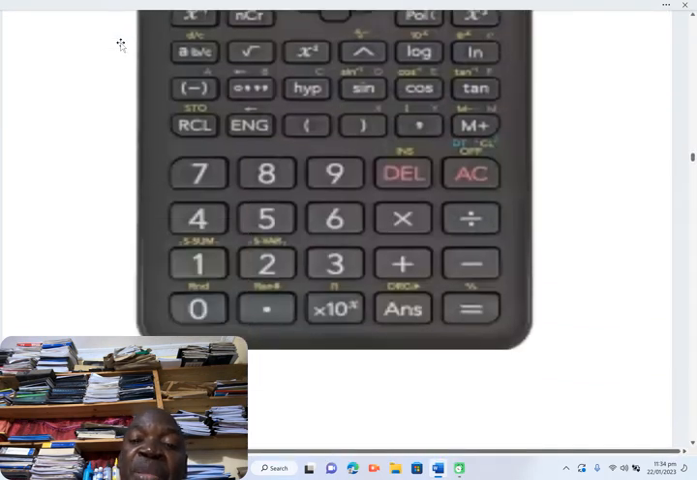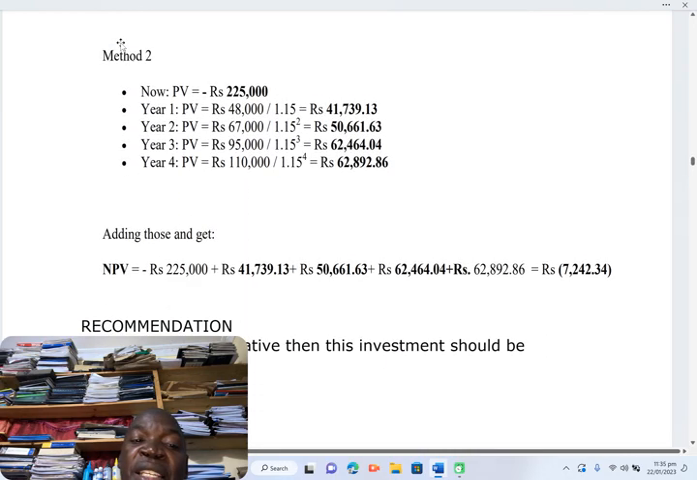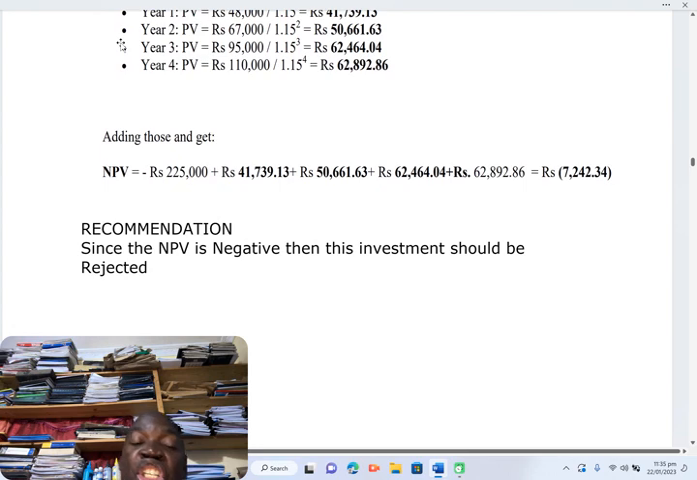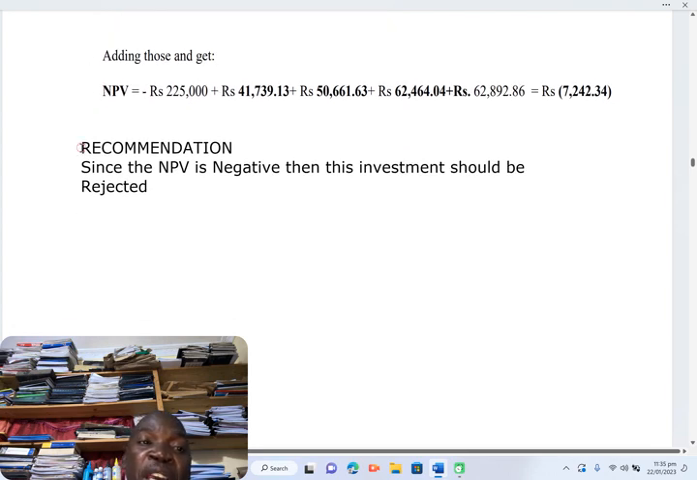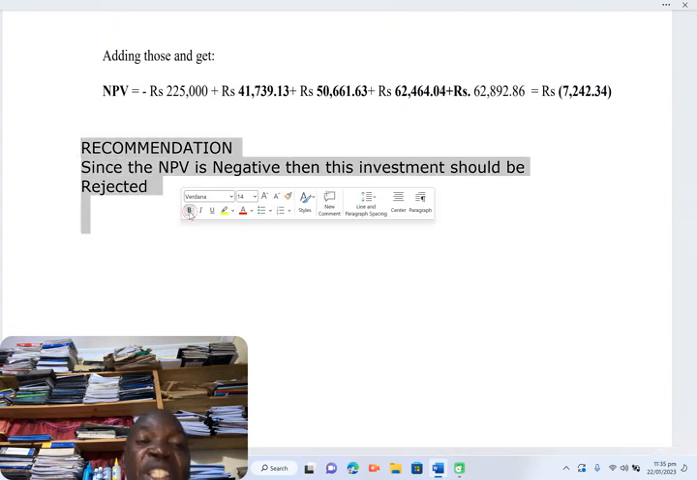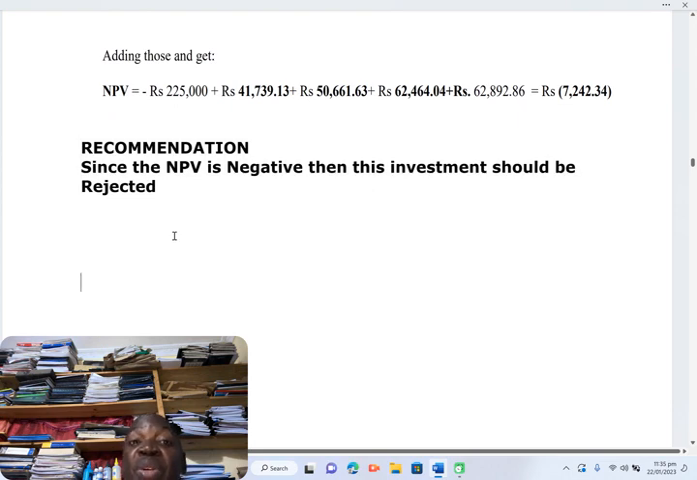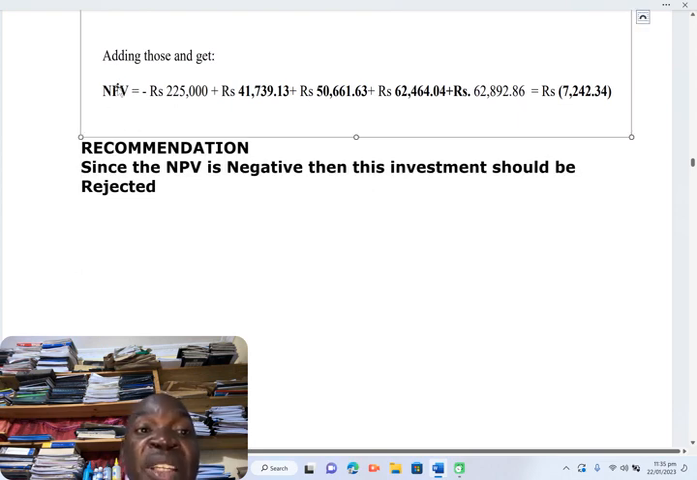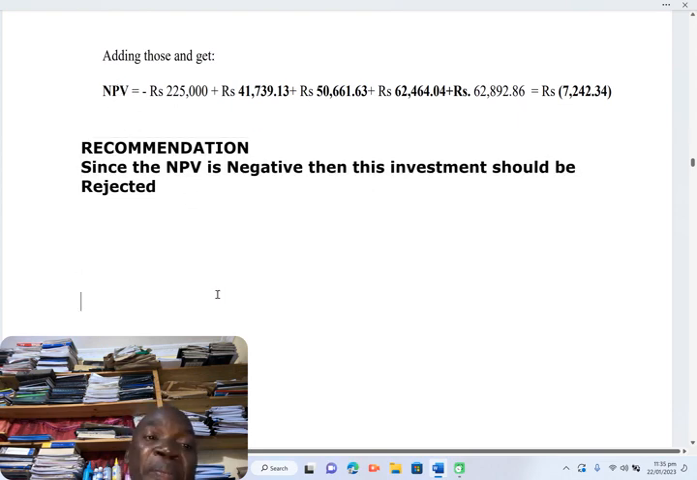It is not financially acceptable because the cash outflow exceeds the cash inflow. Therefore, a project manager has to reject this project because it provides us with negative NPV.